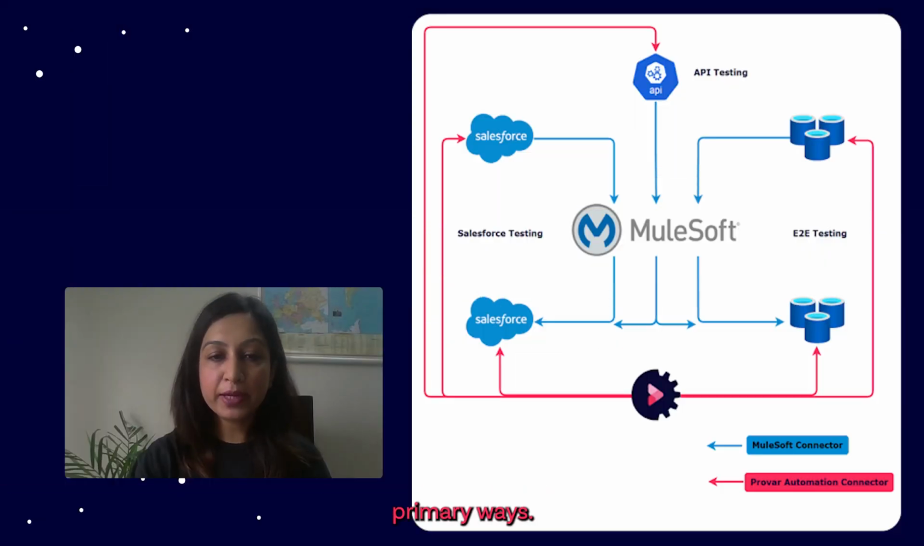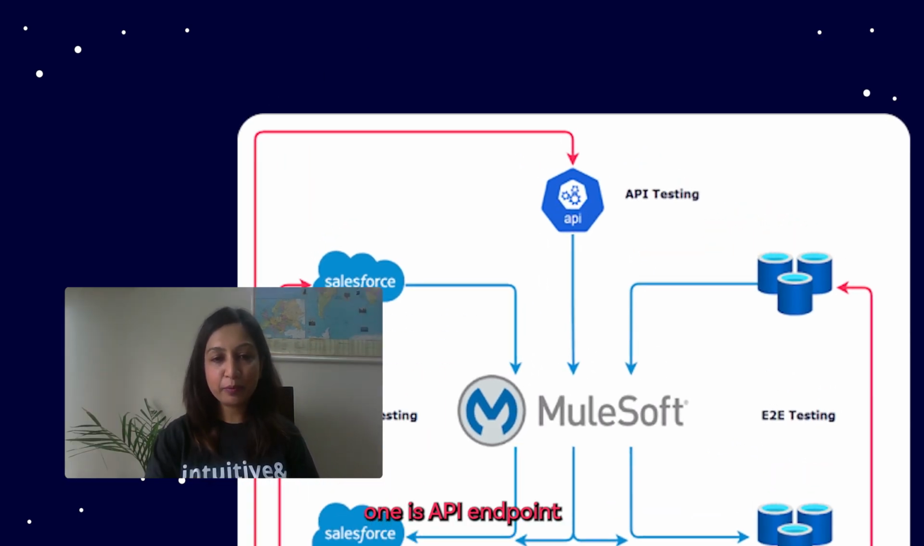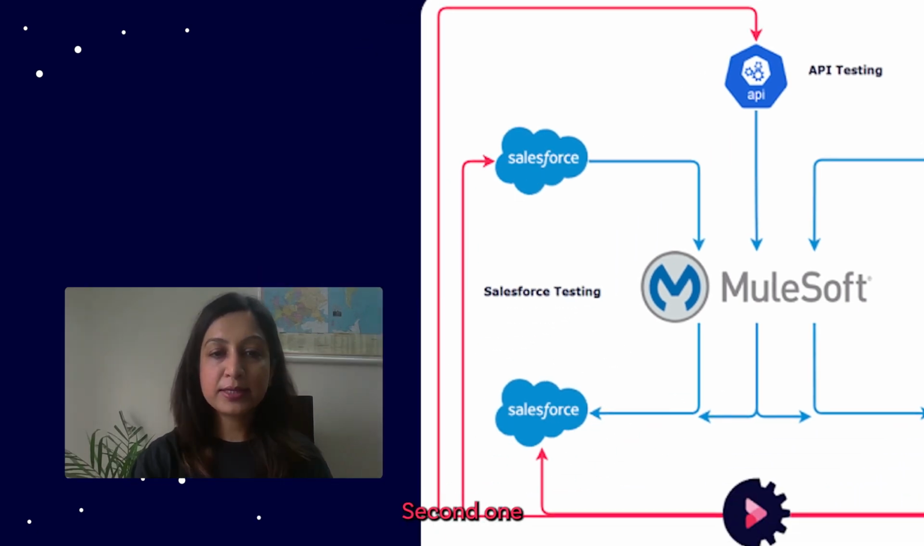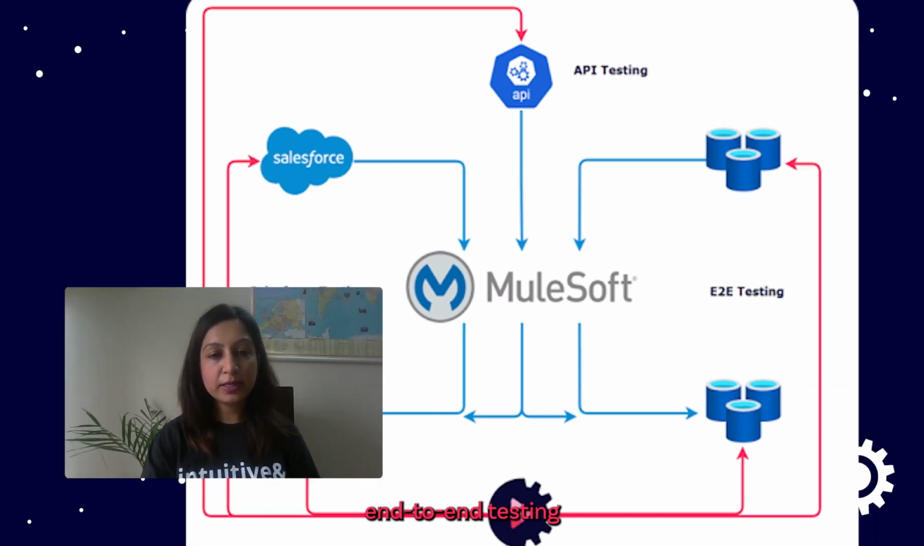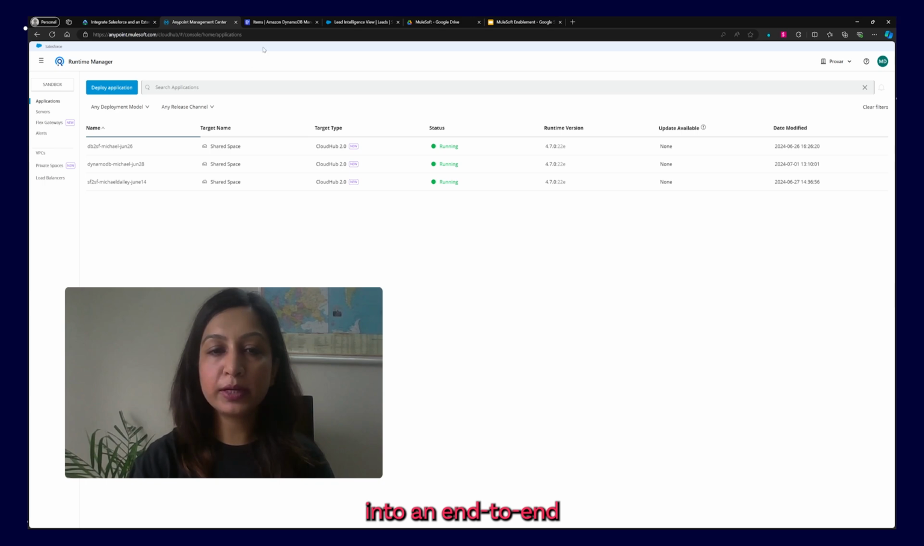In three primary ways, Mulesoft can be integrated with Provar. First and most common one is API endpoint testing, to test the API endpoints of Mule apps to ensure they handle requests and responses correctly. Second one is Salesforce to Salesforce integration for synchronizing data between two Salesforce orgs, commonly used during mergers, acquisitions, or data migrations. And last one, end-to-end testing for validating the transformation and transfer of data between external data sources and target system through Mulesoft. Now let's jump into end-to-end testing scenario.